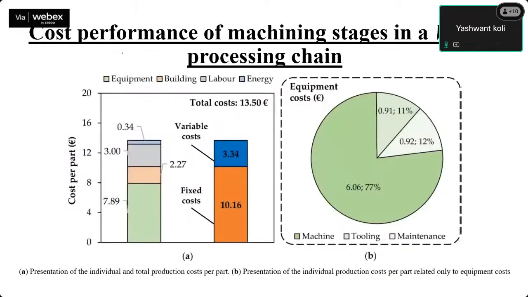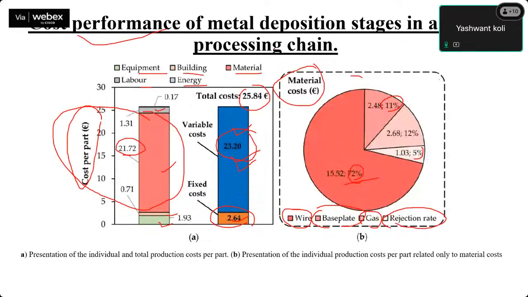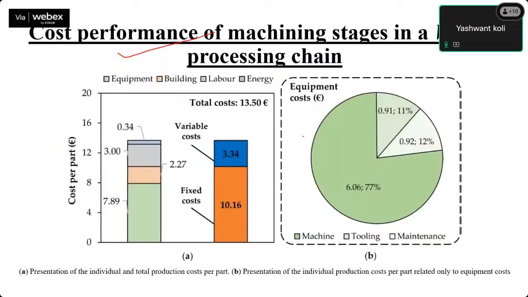And then we come to the cost performance of the machining stage. This is the depositing stage that we have discussed. This is the cost made in the fabrication part. So this is the cost performance in machining. For machining, that is the subtractive manufacturing, this 7.89 euros goes for equipment. This is for building, this is for labor, then energy, then variable cost is this much, and fixed cost is very high, 10.16.